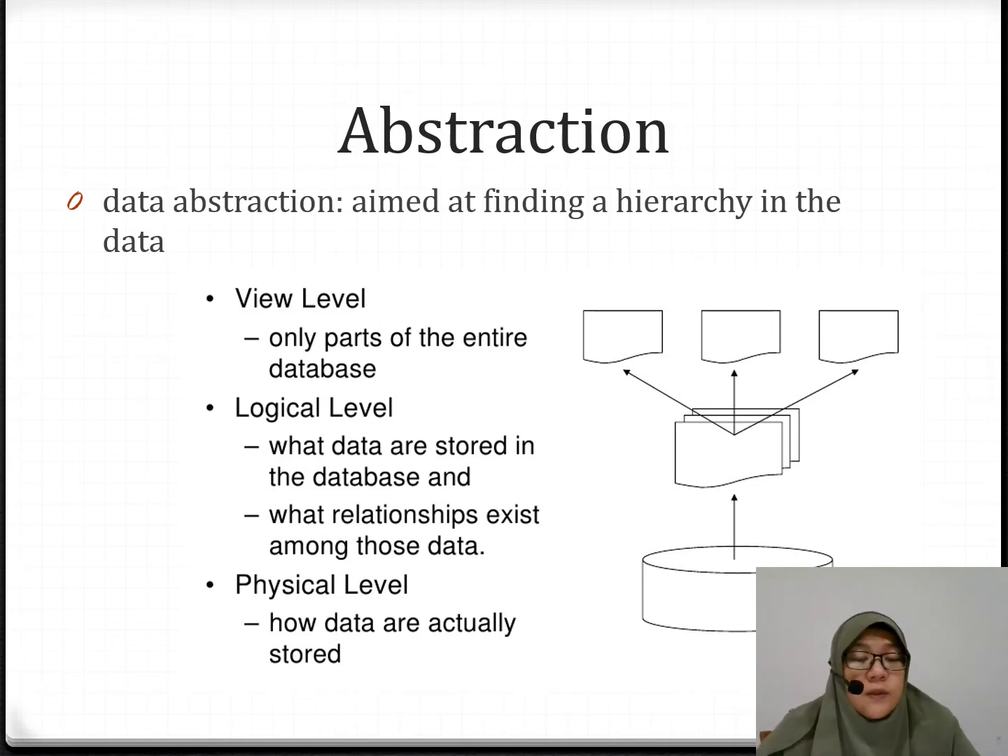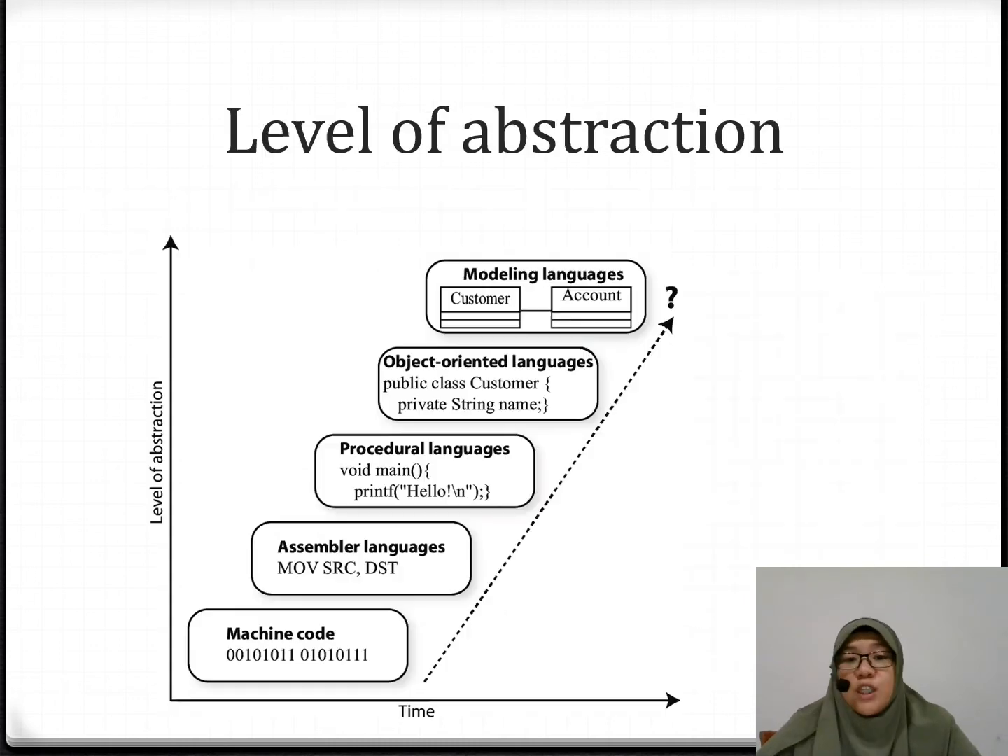Then the view level is good for customers, your clients. Logical level is good for designers, for them to communicate between the requirements and the implementation team. And the physical level is usually for the implementation team. So this is basically a summary of the levels of abstraction.